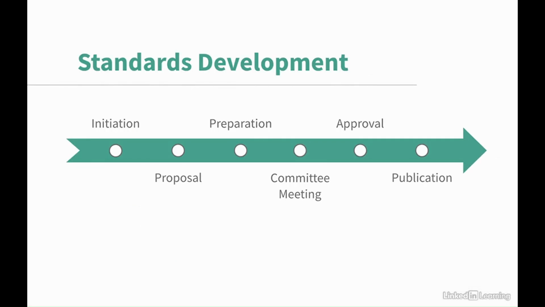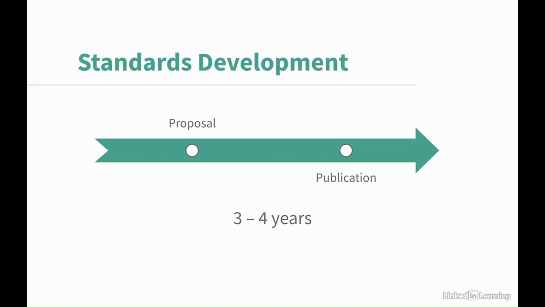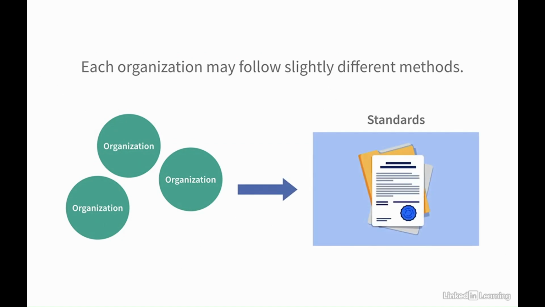involved in developing standards are initiation, proposal, preparation, committee meeting, approval, and finally, publication. The time from the first proposal to the final publication usually takes about 3 to 4 years. Organizations may follow slightly different methods, but generally, they all follow the main development stages to establish a new standard.